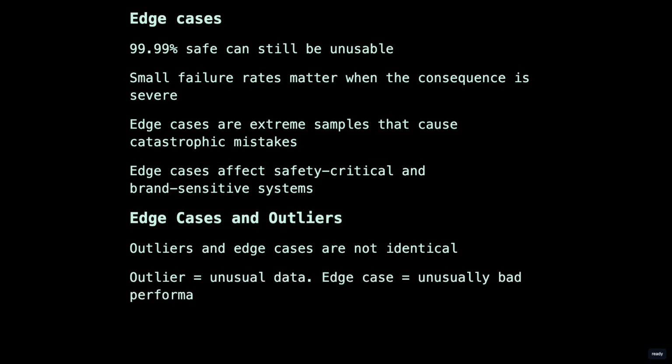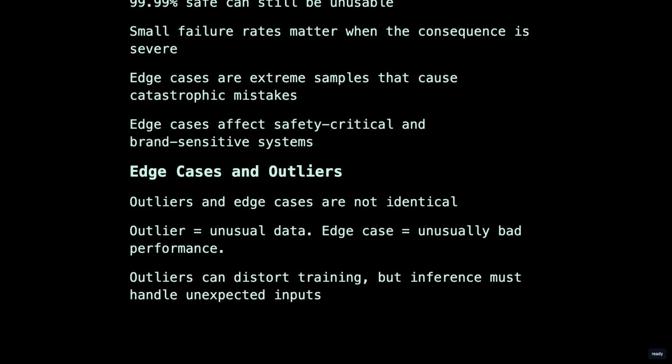An outlier is a sample that looks very different from the rest. It becomes an edge case only when the model performs badly on it, and not every unusual sample causes a failure if the model handles it well. During training, unusual points can pull the decision boundary in the wrong direction, so removing them can sometimes help the model learn a cleaner pattern. At inference time, though, you usually cannot remove the query, so the better goal is to build a model that stays reliable even when the input is strange.